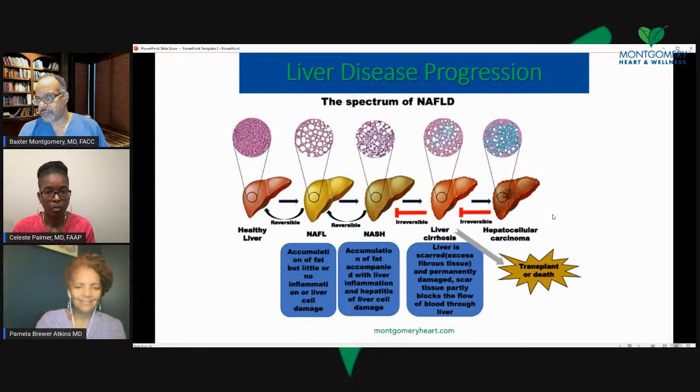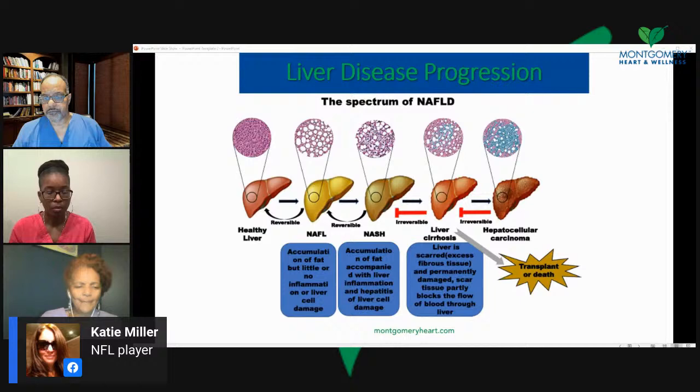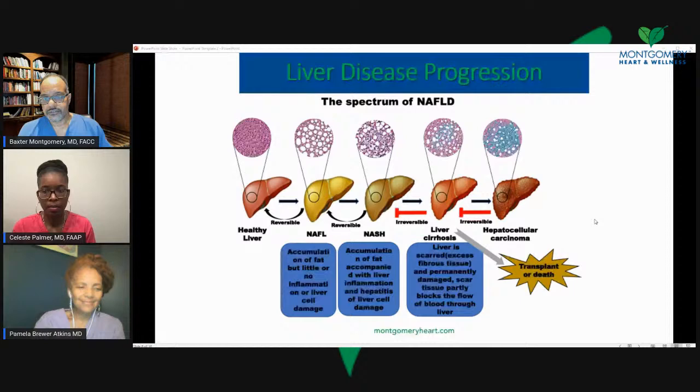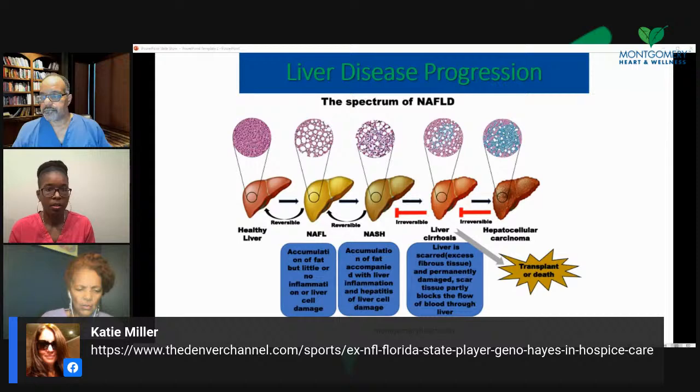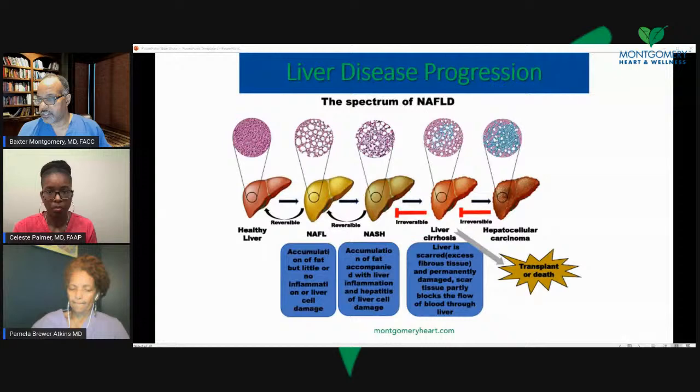Again, it's not meant to be an exhaustive issue. Okay, Geno Hayes is an NFL player. All right, what team is Geno? I have to look Geno Hayes up. Denver, then Florida State. Florida State player Geno Hayes, hospice care. Oh, okay. Huh. And so you got liver disease? I guess we'll look that up. Somebody Google that while we do. The link is in the chat.